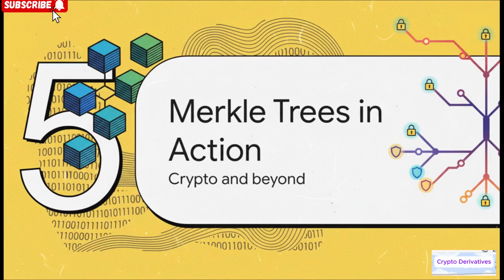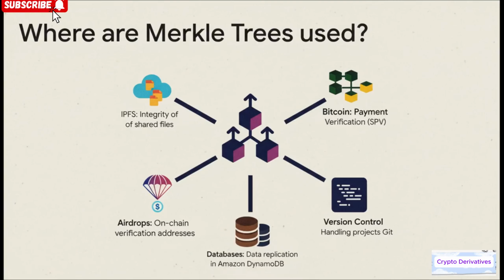Merkle trees are a foundational piece of technology for making sure data is correct across all sorts of different systems. You'll find them in the distributed file system IPFS, making sure file chunks are correct. They're also super important for airdrops, letting a smart contract check if your address is on a huge list without costing a fortune in gas. Even massive systems like Amazon's DynamoDB and the version control system Git use them to keep data consistent.